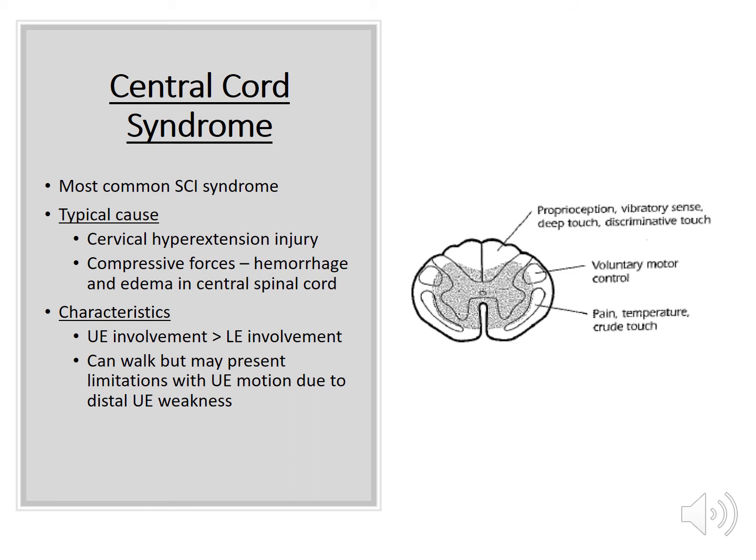So the characteristics of a patient with central cord syndrome is going to be greater upper extremity involvement than lower extremity involvement. The patient may be able to walk, but will present limitations with upper extremity motion due to distal upper extremity weakness.